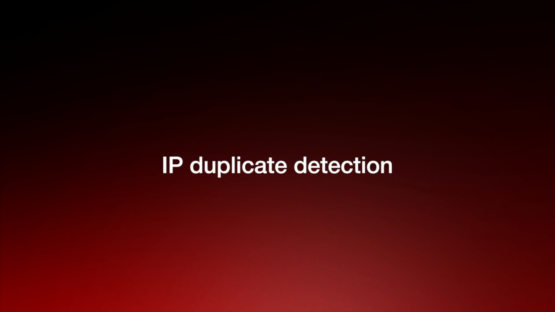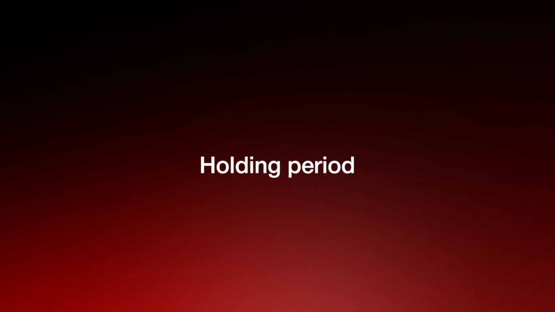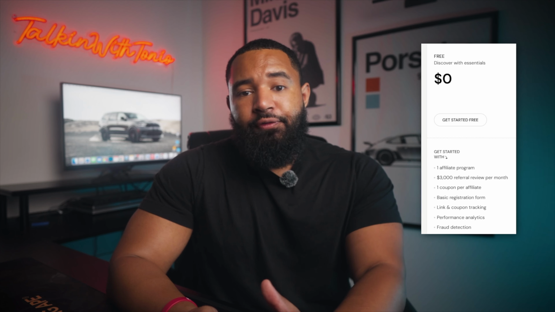The third is IP duplicate detection. This just flags when the same device or network is generating multiple sales. And the last one is just your holding period, which you already set up, so you're covered there. Now, here's the good news. UpPromote includes all 4 of these on the free plan, so you don't need to upgrade for fraud protection. It automatically flags suspicious activity before it becomes your problem.